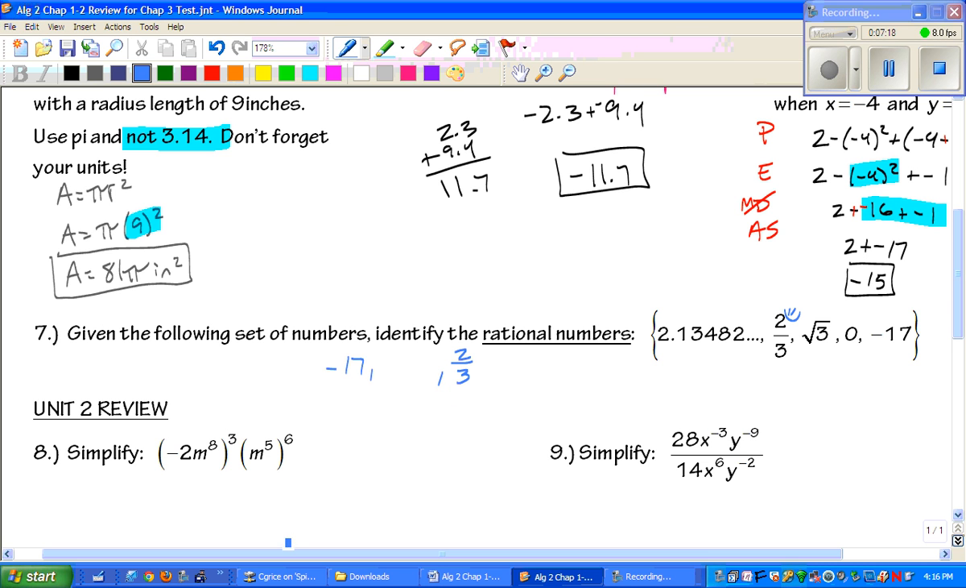And now there is one more. Now, this cannot be written as a fraction, and neither can the square root of 3. Okay, so our other number is 0.